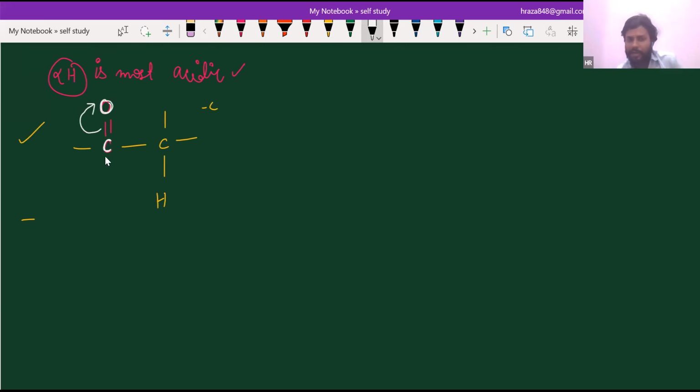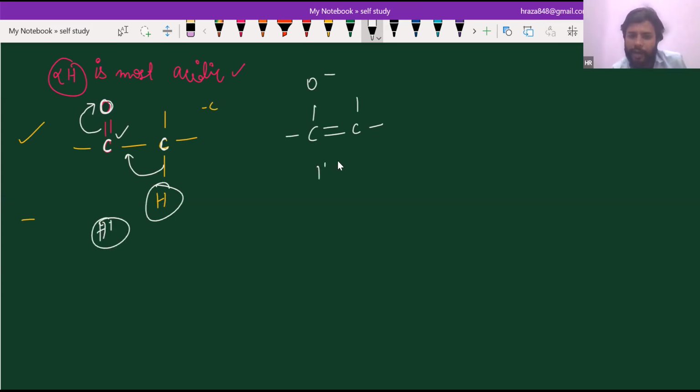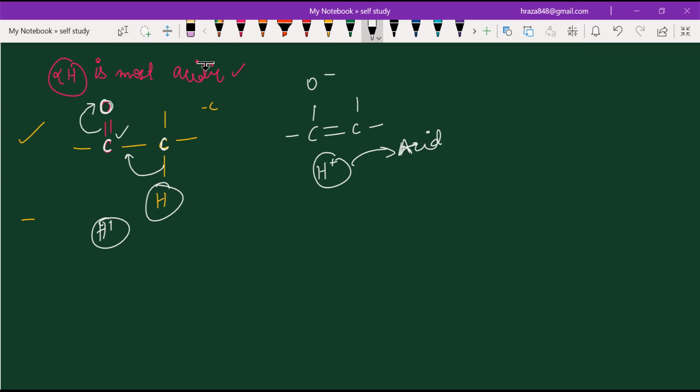So in order to stabilize itself, this carbon will help this carbon. It will take hydrogen's electron and make a double bond with it. Now you can see that it is stable, yes or no? Yes, sir. Both are stable. And this hydrogen is released in the form of H+. So wherever H+ is, H+ is acid. So wherever this alpha hydrogen is present, that is most acidic. Okay? This is what I'm saying. Anushka? Understood. Now I'm going to change the slide.